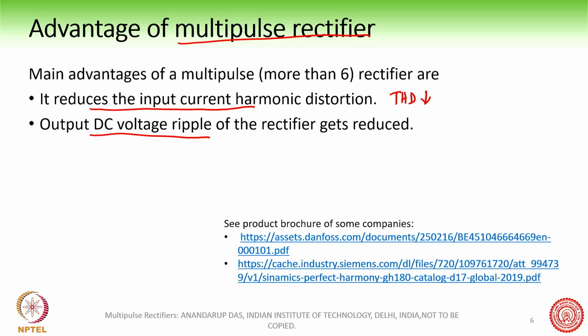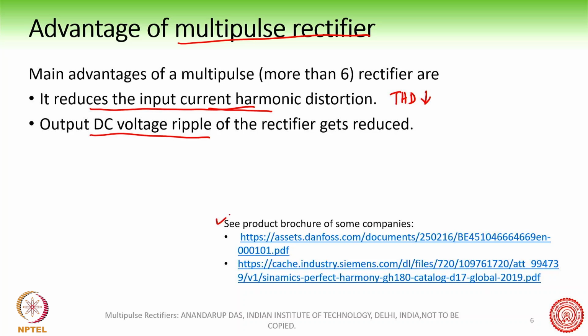So if the ripple on the DC goes down, we just saw that the ripple with a 6 pulse rectifier is 14%. If we get it much lower than this, it is beneficial for us. At the same time, there are two benefits happening. One is on the output side, where the ripple is going down, and the other is on the input side, where the input current distortion is minimized.